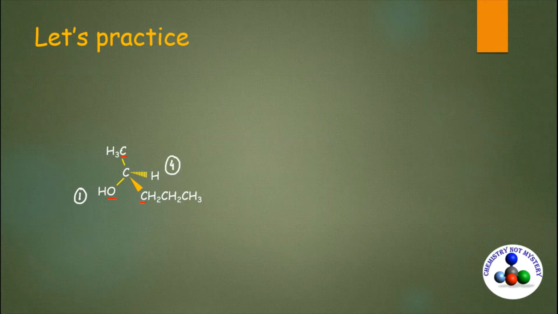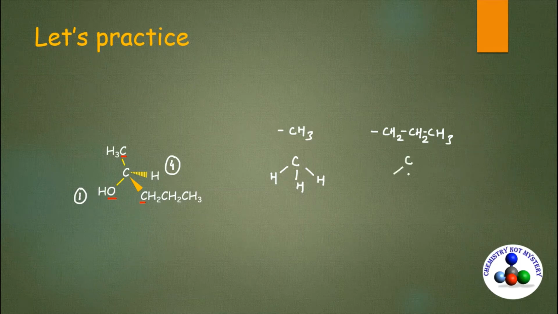But now how do you decide methyl or propyl which will get the second and third priority? So here is a trick. In case of methyl, CH3, and in case of propyl, CH2, CH2, CH3. So let's examine the groups bonded to carbon. In methyl, carbon is directly bonded to 3 hydrogens. In propyl, carbon is directly bonded to 2 hydrogens and 1 carbon.